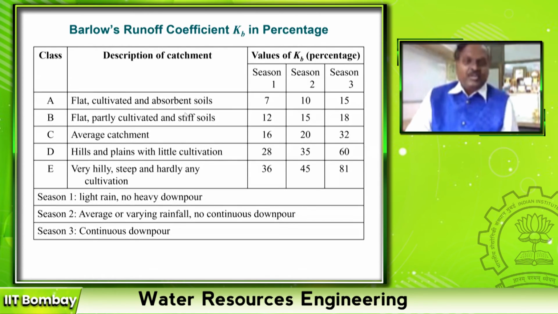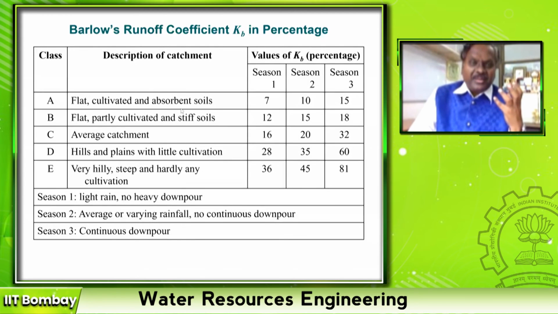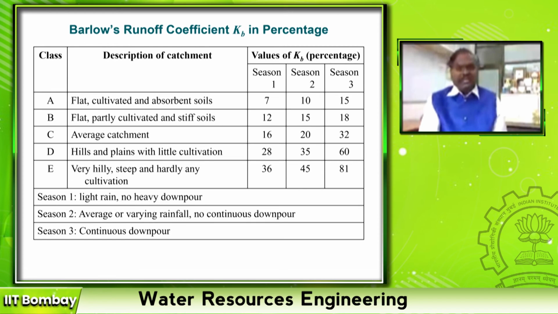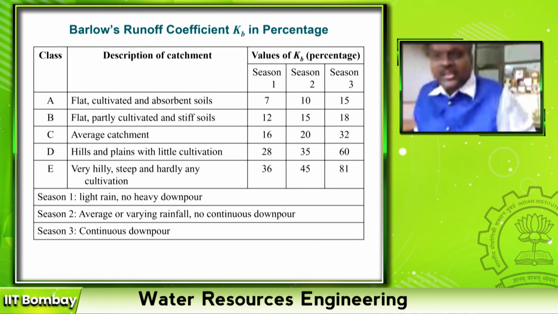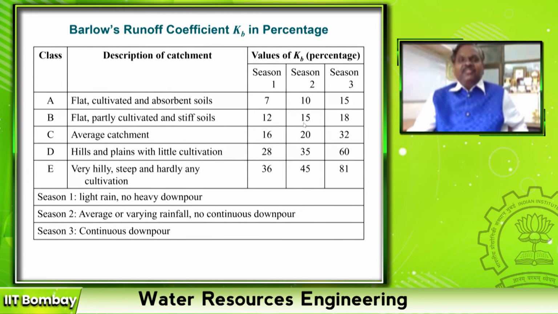Please see this, don't try to memorize these numbers, try to understand them. Okay, see, there is variation from one row to another row and from one column to another column. Let us take this flat cultivated soil. For light rainfall, the runoff coefficient is very small, for average rainfall the runoff coefficient is slightly higher, and for good rainfall the runoff coefficient is very high. Let us take one season where the rainfall is very light, but depending upon the soil type, for example flat, it is less. Same rainfall, if it is hilly, steep and hardly cultivated, your runoff coefficient is 36. That means he has very nicely developed a relationship between the basin characteristics as well as rainfall characteristics.